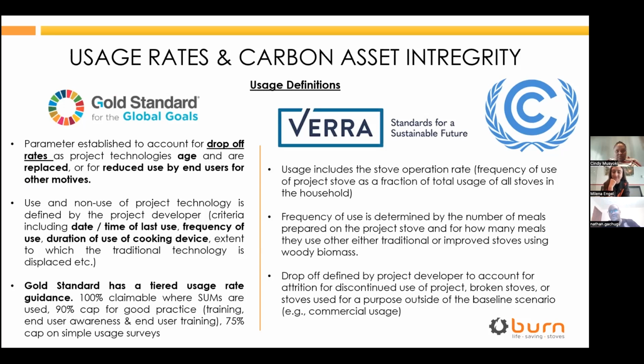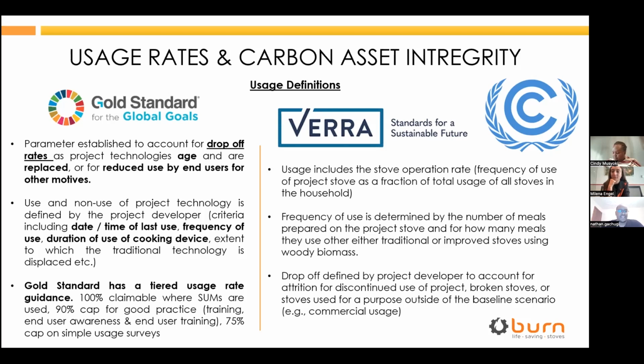From an integrity perspective, one can see that there's a perverse incentive to maintain these usage rates as high as they possibly can. And that's what this discussion will be focusing on: the transition away from what we are currently doing, which is user-led, usage survey-based usage rate definitions, to more of a continuous stove sensor and data-driven approach towards assessing usage rates.